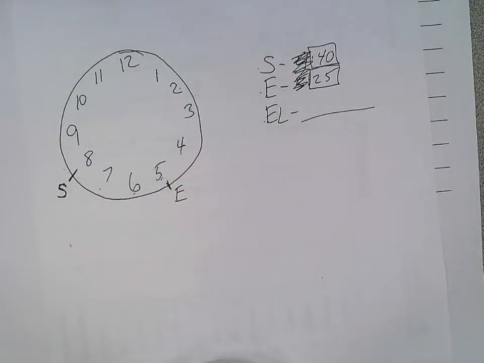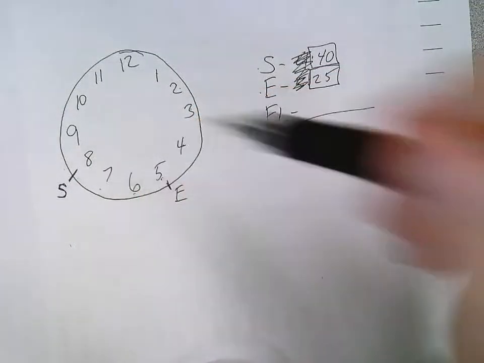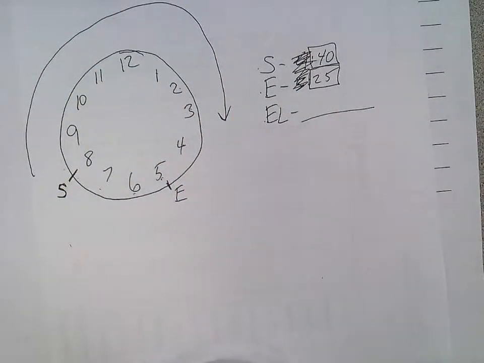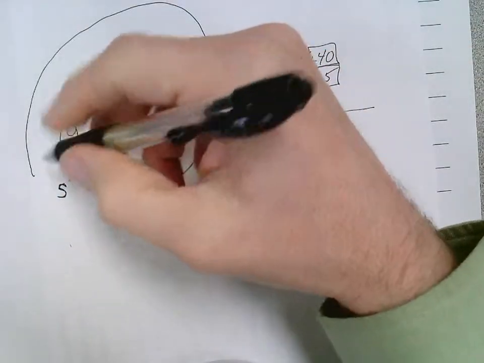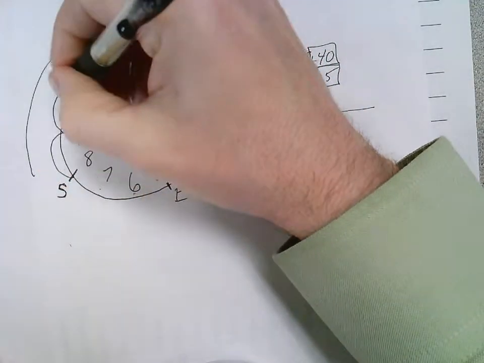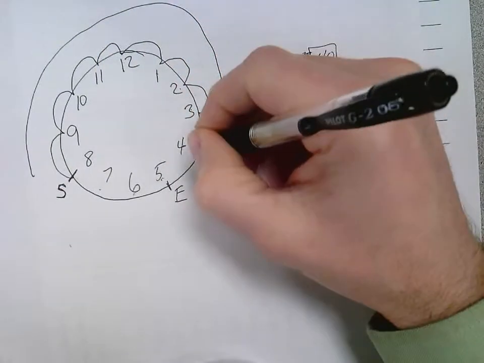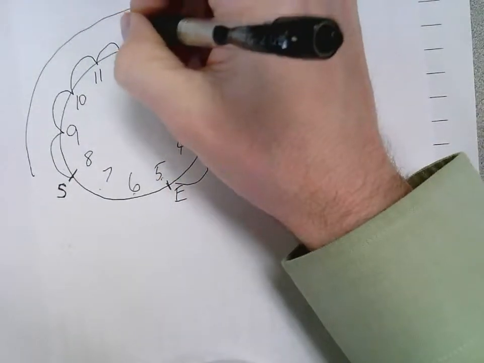And the final thing that I do is I count from the start time to the end time, and it has to be clockwise. Clockwise is the way the clock travels. From my start time to my end time, clockwise, to figure out my elapsed time. So 5, 10, 15, 20, 25, 30, 35, 40, 45.